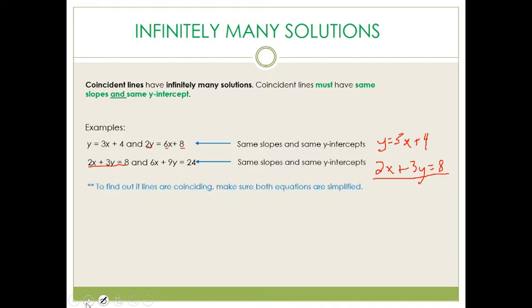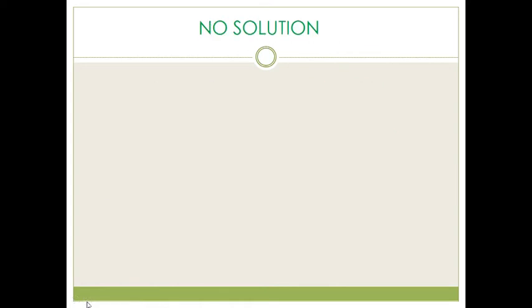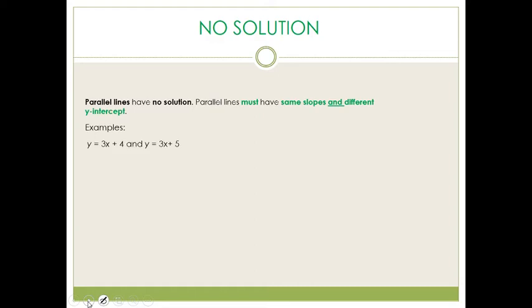Alright, so make sure that both equations are simplified, and if they are exactly the same, then you have infinitely many solutions. What about when we have no solutions? Well, that happens when we have parallel lines that have different y-intercepts, as you saw in the graphical example on the second slide.